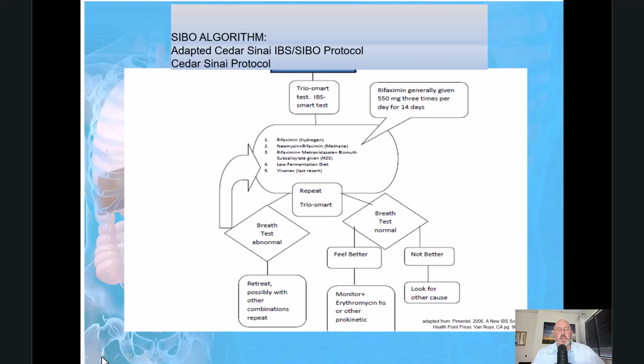If the breath test is normal, it's important to start a prevention protocol, which we'll talk about later, but that usually involves prokinetic medications. If not responsive to treatment, going back and looking at some of those other causes that we talked about on the first slide might be a good idea at that point.